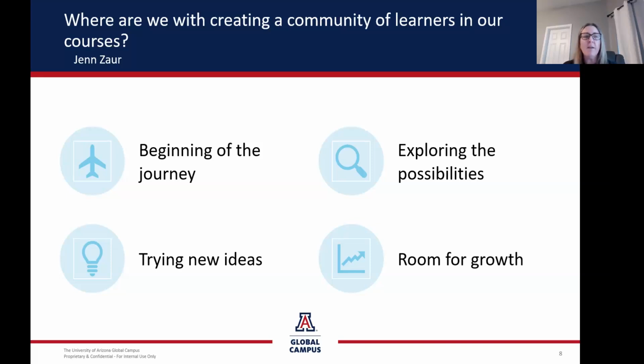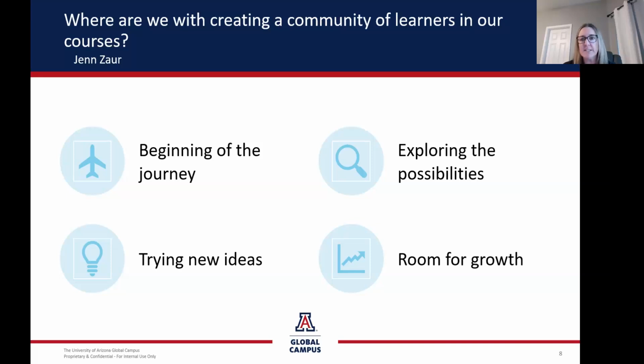As you may or may not be familiar with, in our course developments that we're currently going through with our partners at Learning Mate, we set up 4 different areas of focus that we were looking to strive to bring to life in our courses. And one of those 4 areas is creating a community of learners. So we're definitely at the beginning of our journey in what this looks like and exploring the possibilities of how we are creating a community of learners.